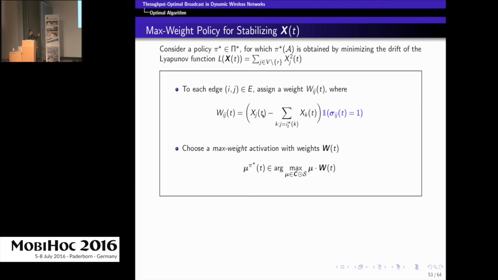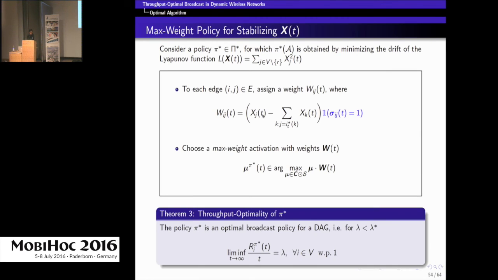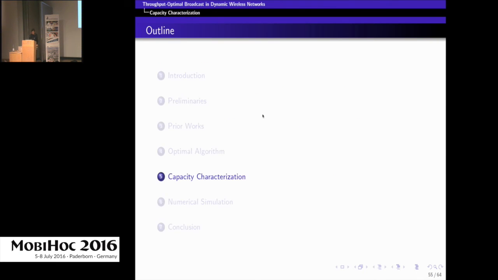I'm not going to describe the intuition behind it. It just comes out, but it can be given some intuitive explanation. Then I choose a max weight activation with the weights given by these numbers. Next is our fundamental theorem: the policy pi star is an optimal broadcast policy for DAGs. That is, for any lambda less than lambda star, the rate of packet reception at every node i is equal to lambda, the input rate.